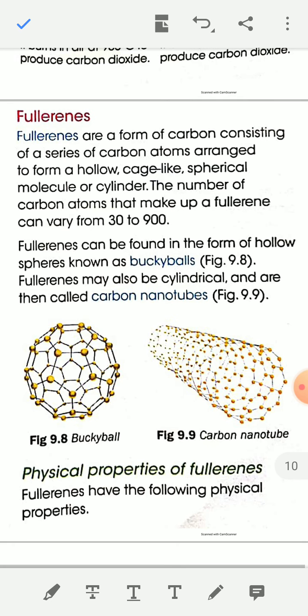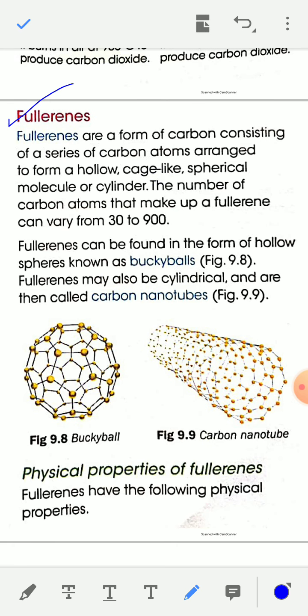Now the last allotropic form of carbon is fullerenes. Okay, fullerenes are a form of carbon consisting of a series of carbon atoms arranged to form a hollow cage-like spherical molecule or cylinder. And this hollow cage-like spherical molecule of carbon is known as fullerene.